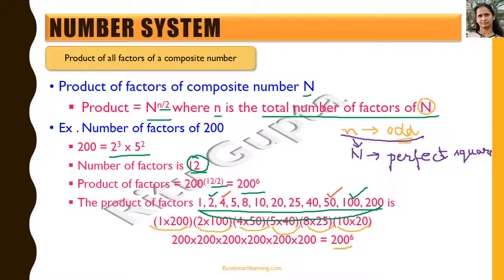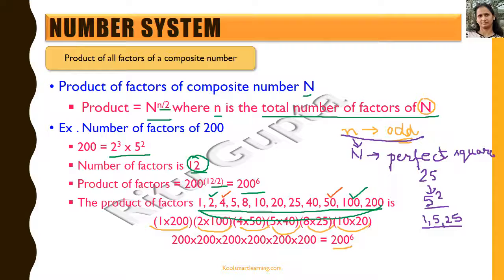It cannot have an odd number of factors if it's a non-perfect square. In case of a perfect square, say for example we take 25. Now this can be represented as the square of 5. So the factors for this would become 1, 5 and 25, and if we use the formula for finding out the number of factors and the sum of factors, both of them are still applicable.